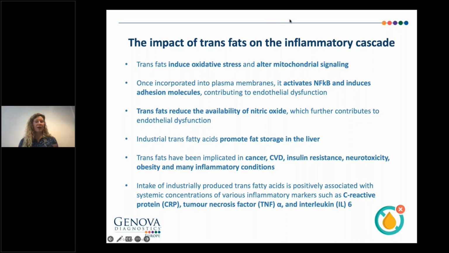I should note that within Genova's panel, we assess linolenic acid, which is the principal and most abundant trans fatty acid in the Western diet. And as I mentioned before, it's found in partially hydrogenated vegetable oils, and there are also trace amounts of naturally occurring linolenic acid in meat and dairy products from ruminant animals, which of course are naturally occurring.